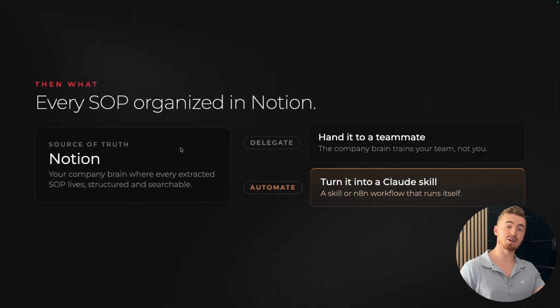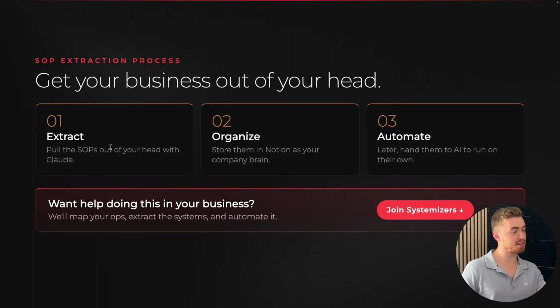And then I'm also going to show you how we organize all of these SOPs in Notion through a company brain, because this is our source of truth. And this is what we use in order to delegate to our team or to give to Claude in order to automate the work. So the step-by-step process is extracting the SOPs out of your head with Claude, then organizing it in your Notion company brain, and then automating the work with AI.